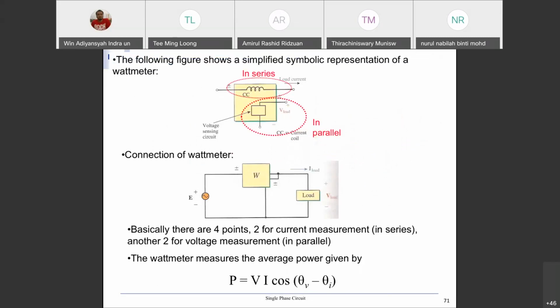So current measurement in series, voltage measurement in parallel. Okay, average power is given by wattmeter. It is the cos of the difference between the degree of the V and I. Just now, V, I, this one.